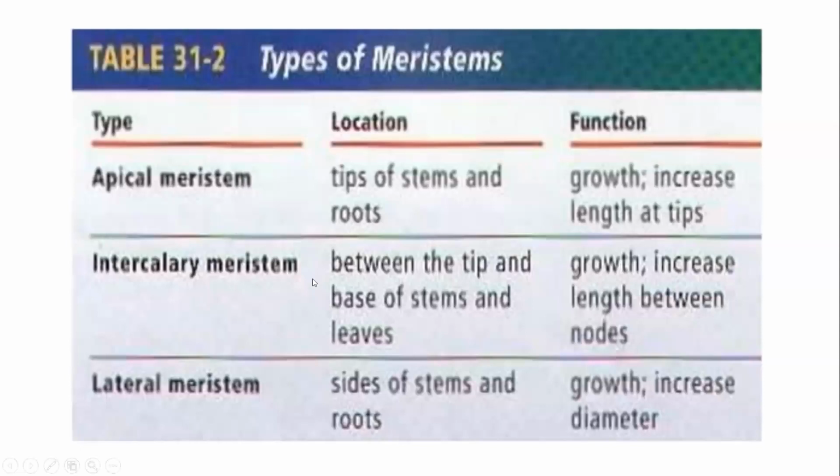Apical meristems are present at the tips of the stem and roots, and their function is to increase the length at the tips. Intercalary meristems are present at the base of the nodes and internodes of the stem and leaves, and help in increasing the length between the nodes. Lateral meristems are on the sides of the stem and roots and help in increasing the diameter, that is the width.